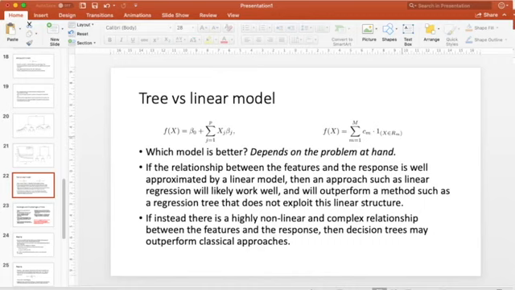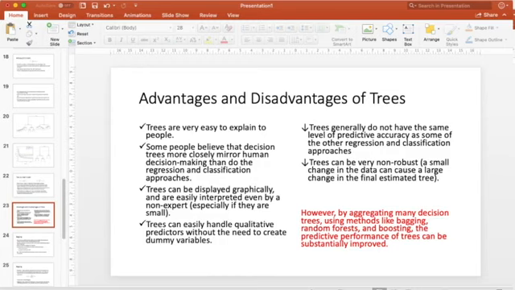And if you're pretty sure that the relationship is actually linear, then you use linear regression. But if you think that it might not be linear, then you can run any other methods, and then you make model comparisons to see which one yields the highest prediction. Okay. So what are the advantages and disadvantages of a decision tree?